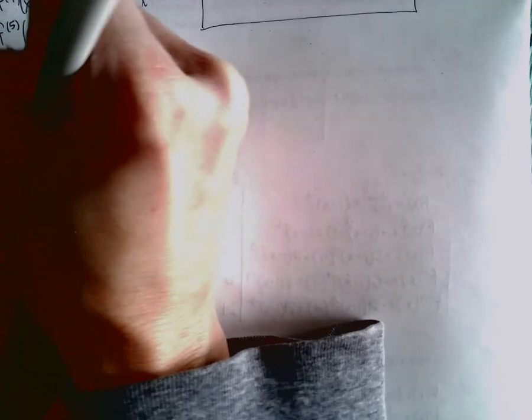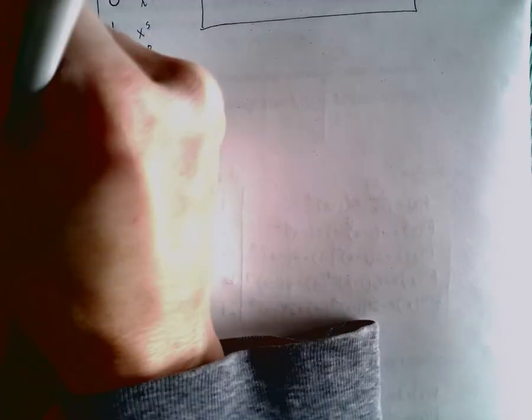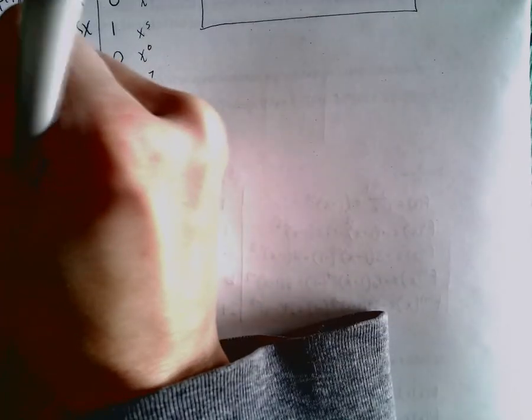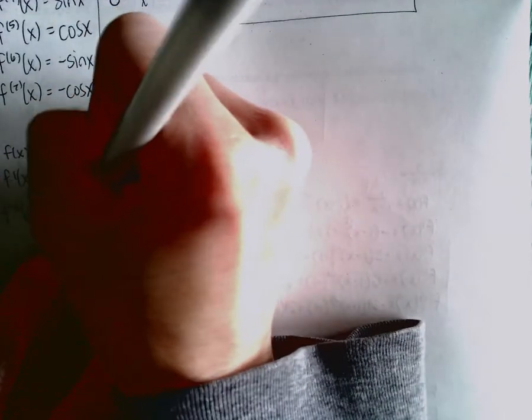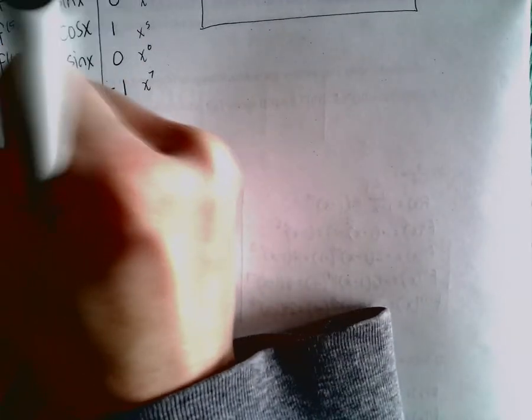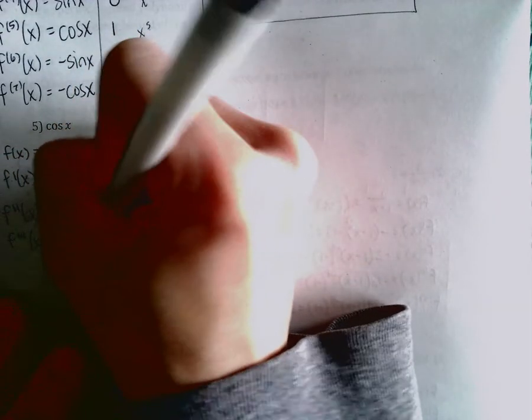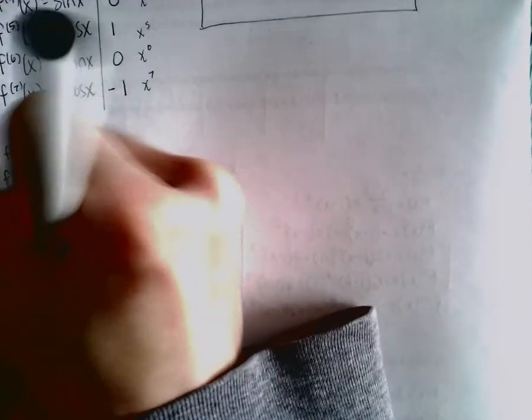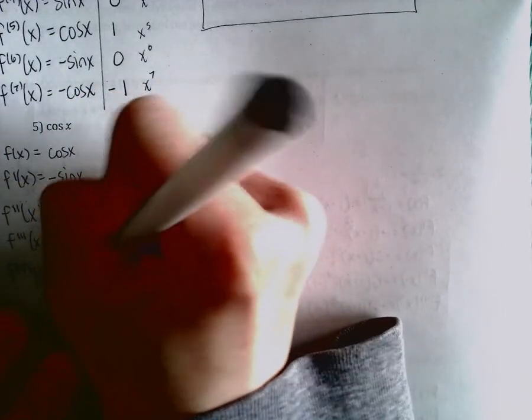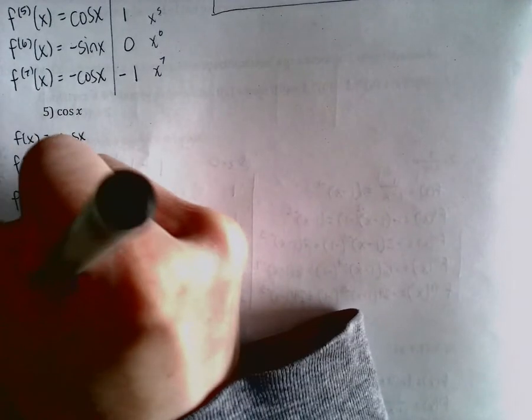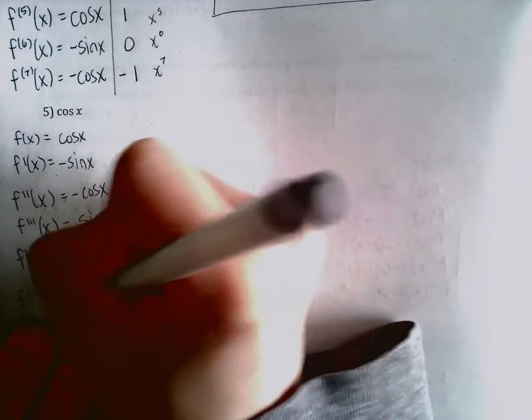So I'm just going to start listing off. F of x is cosine. F prime is negative sine. F double prime, not yet, is negative cosine. F triple prime is sine x. And then the fourth derivative is cosine x. So I'm going to keep going through 2 complete cycles. The fifth derivative is negative sine x.